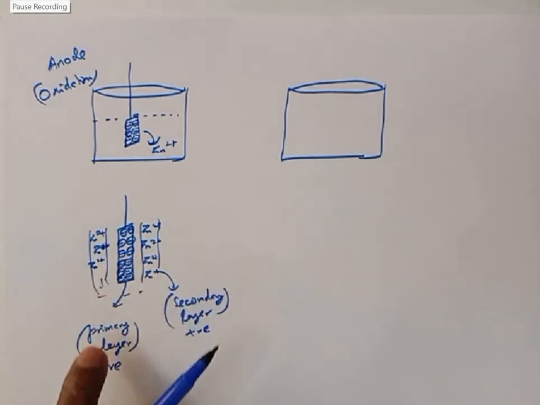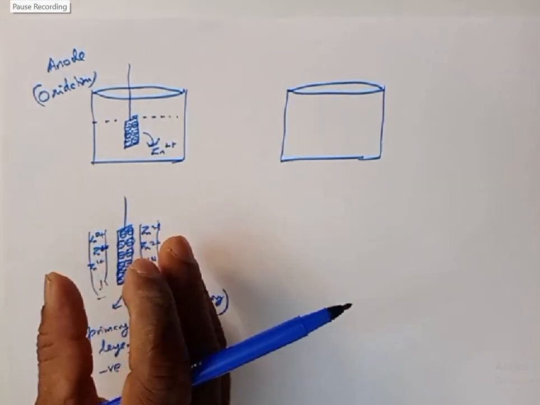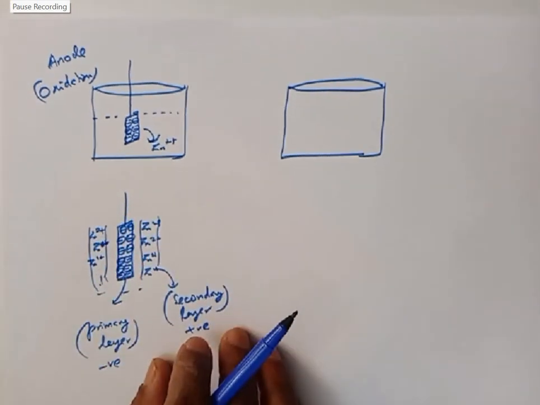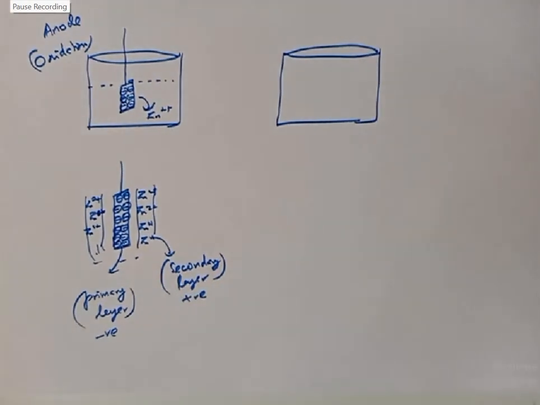So the positive ions go closer to the electrode and form another layer called the secondary layer. So here the primary layer is negative, the secondary layer is positive. Because of these two layers we call this the double layer. Whenever an electrical double layer is formed, a potential is developed. Students, observe carefully. Whenever two charges exist very close, a potential is produced.